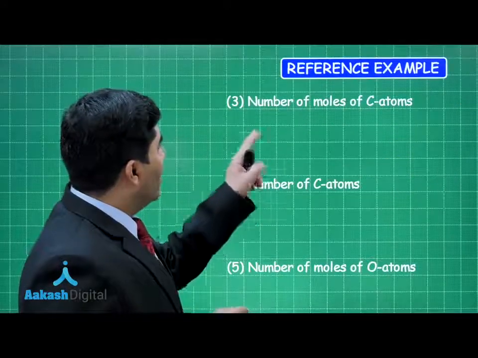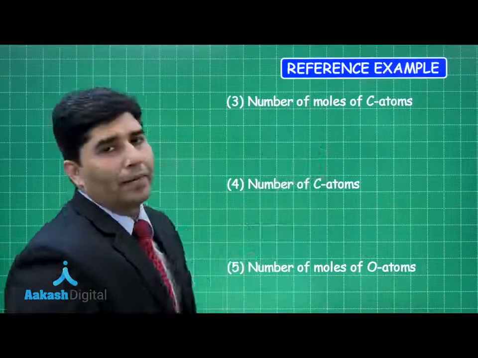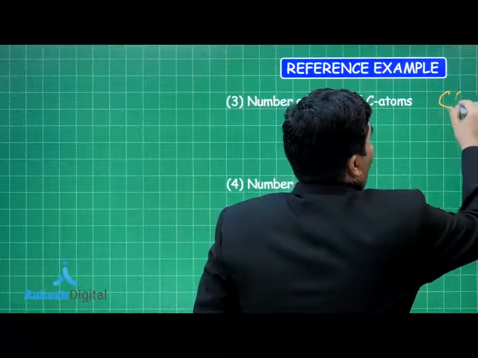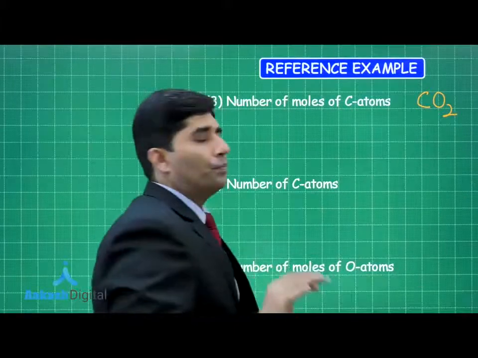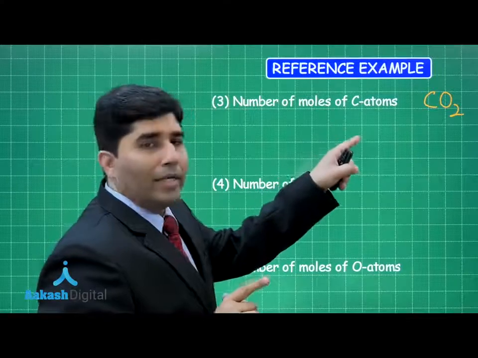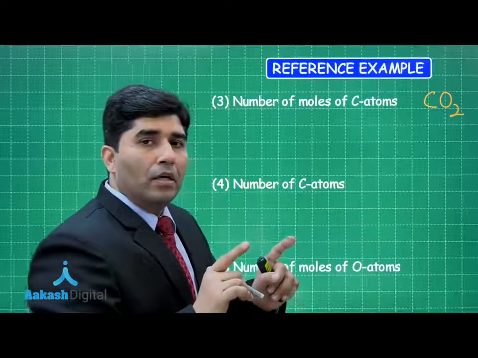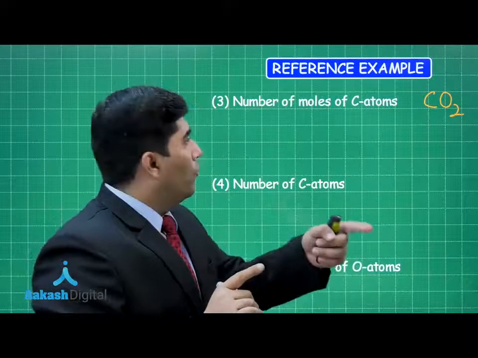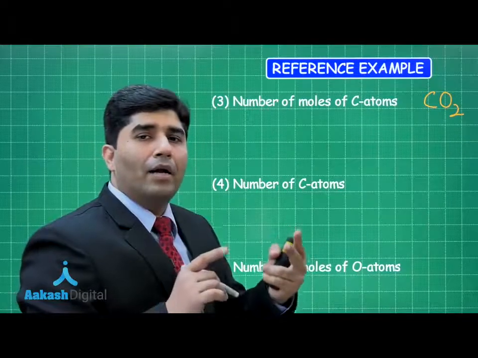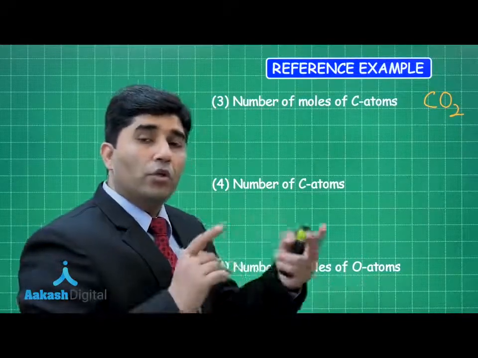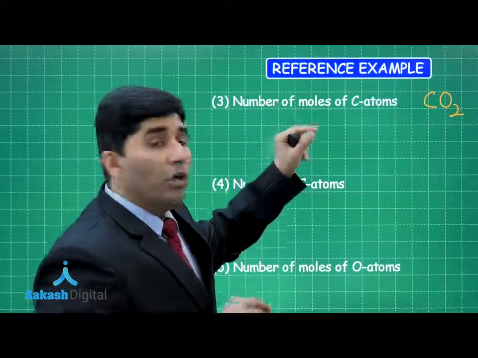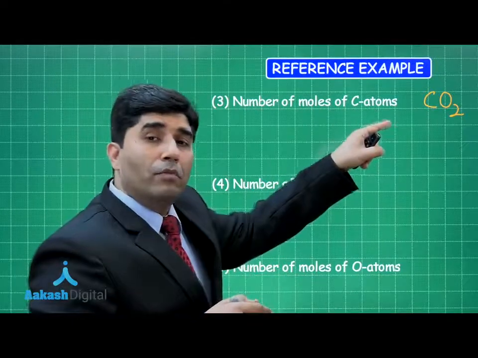In the next part he is asking the number of moles of carbon atom. Now, the formula of carbon dioxide is CO2. In one molecule, there will be one carbon atom and two oxygen atoms. It means that the number of molecules will be equal to the number of carbon atoms. Suppose we have 100 carbon dioxide molecules. In those 100 carbon dioxide molecules, 100 carbon atoms will be present and 200 oxygen atoms will be present.